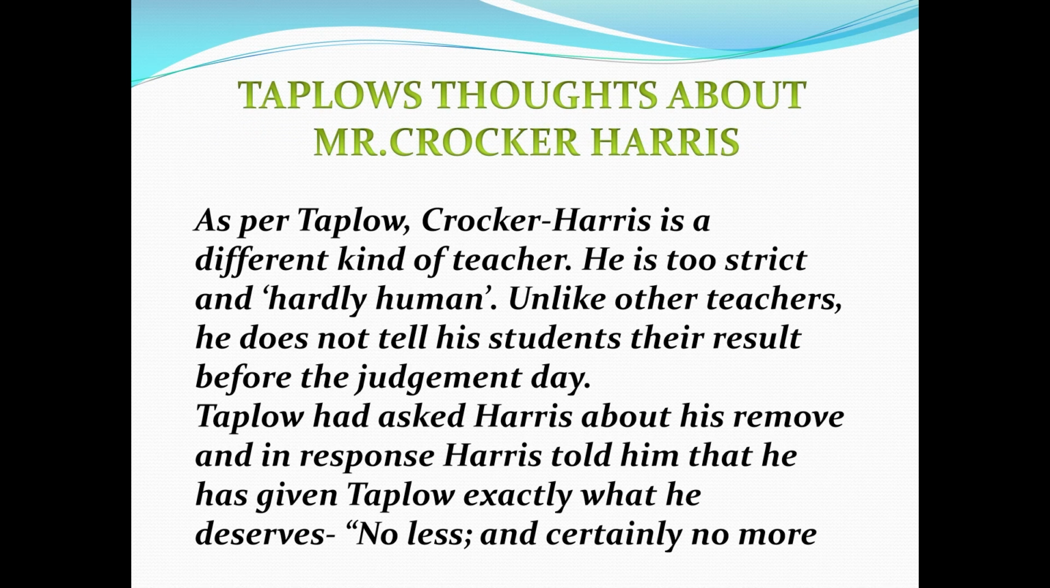Okay. Now Taplow's thoughts about Mr. Crocker, what Crocker used to do in his life and the views of Taplow. As per Taplow, Crocker Harris is a different kind of teacher. He is too strict and hardly human. Unlike the other teachers, he does not tell his students the result before the judgment day. When the result is to be declared, he does not like to disclose it in front of the other students. Taplow had asked Harris about his remove, and in response, Harris told him that he has given Taplow exactly what he deserved, not less and certainly no more.